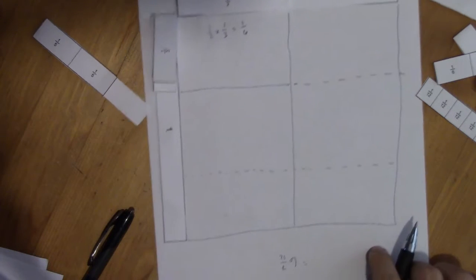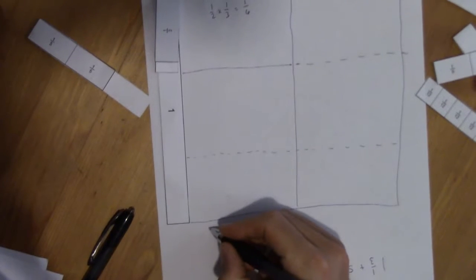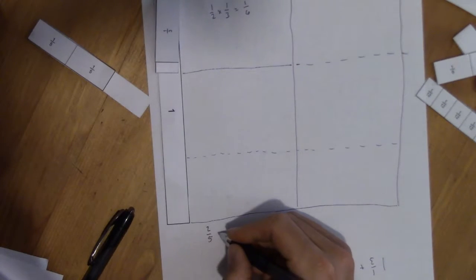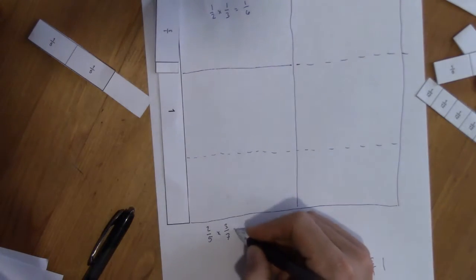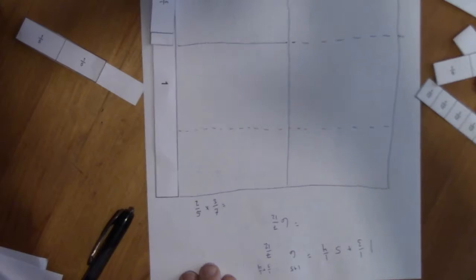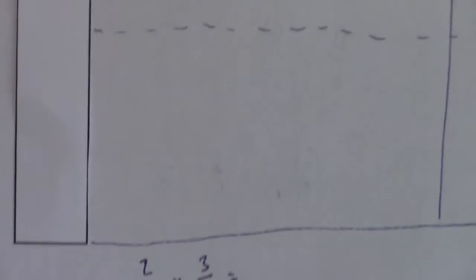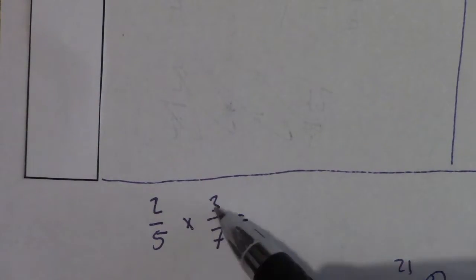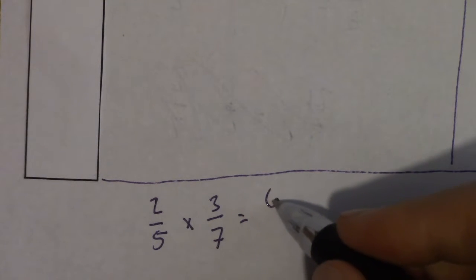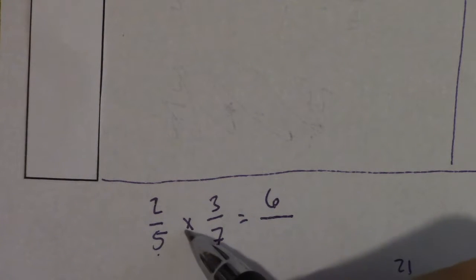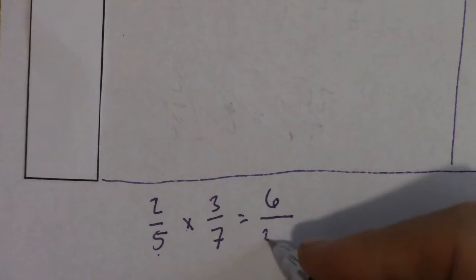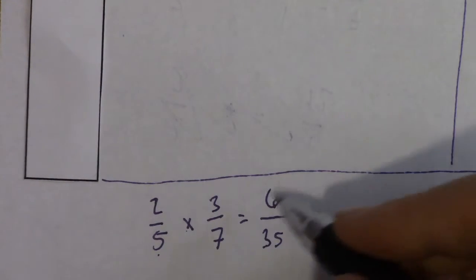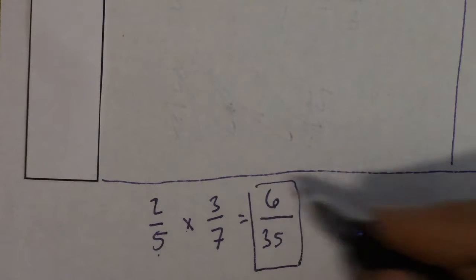So to try another one, if I gave you 2/5 times 3/7, all we would do is multiply straight across. So 2 times 3 will give me a 6 on top, and then 5 times 7, go and think about that for a second, will end up being 35. And so this right here is equivalent to 6/35.